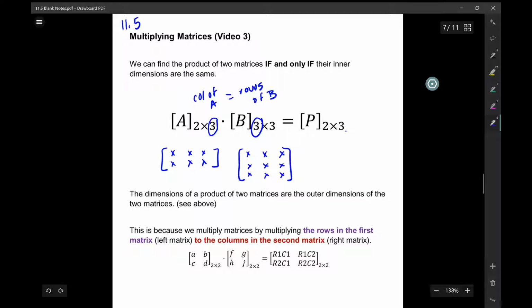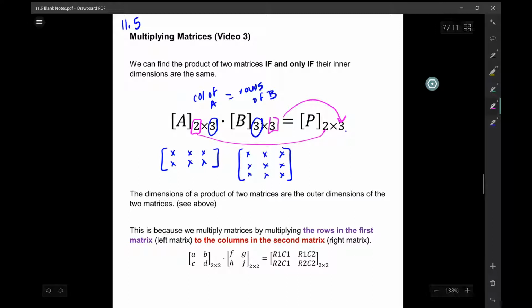And when that happens, when you have that set up and you're able to do the multiplication, the final answer will have the dimensions of the outer values. So the final matrix will be 2 by 3 from these values. So this product is going to be 2 by 3.